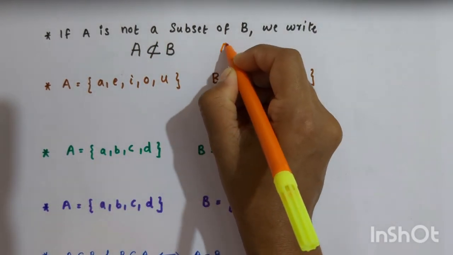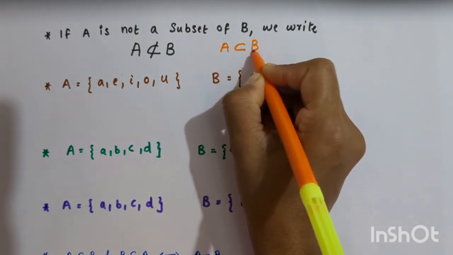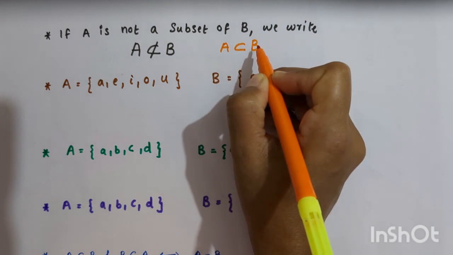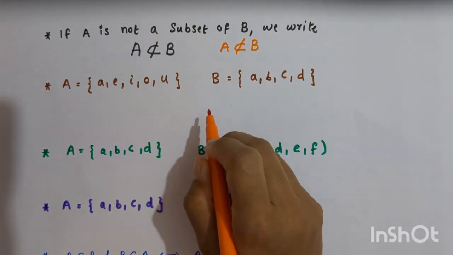Okay, if A is a subset of B, we write A is a subset of B. If A is not a subset of B, we write like this: A is not a subset of B.